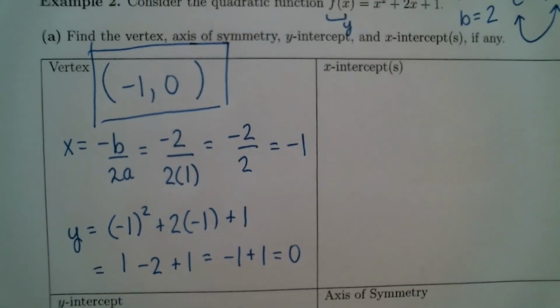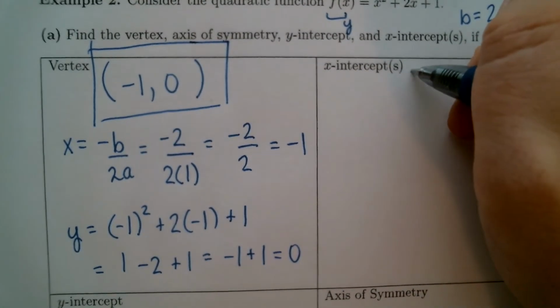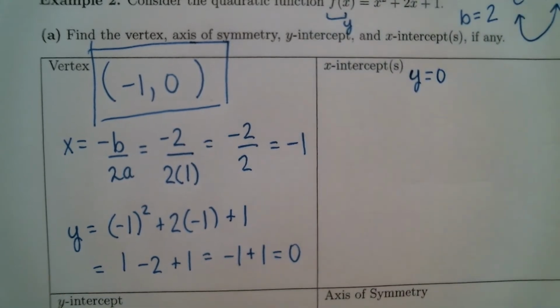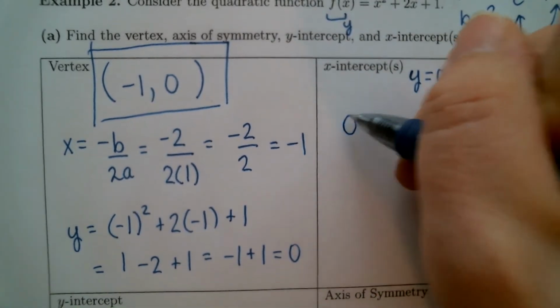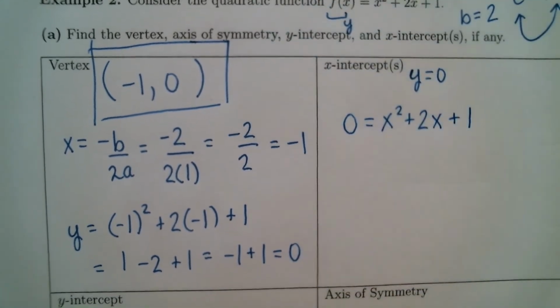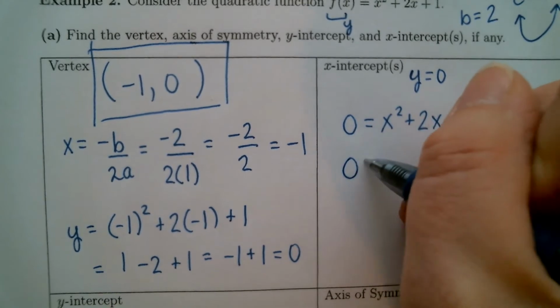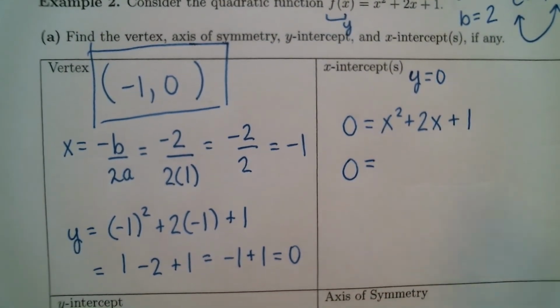Now moving on to the x-intercepts. Again, to get the x-intercepts, you need to set y equal to 0. So we're going to get 0 equals x squared plus 2x plus 1. Again, your options here for a quadratic equation are to factor or to use the quadratic formula, whichever you prefer. This one is not too bad to factor. One side has to be 0, either to factor or to use the quadratic formula. Don't forget that.